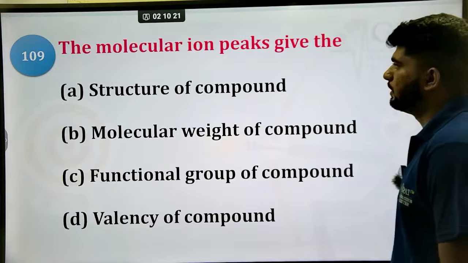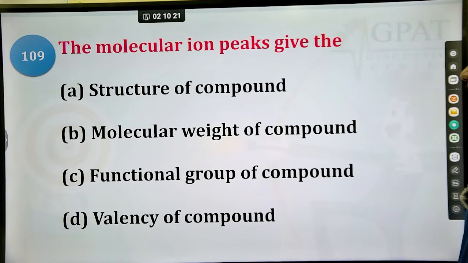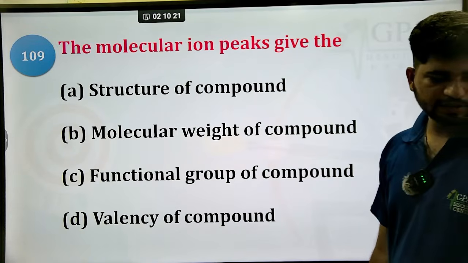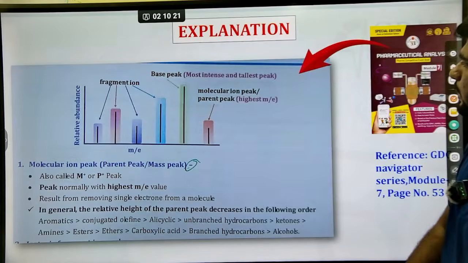Sure. Simple. The molecular ion peak gives the structure of compound, molecular weight of compound, functional group or valency. That takes place in your mass spectroscopy, right? That happens with molecular weight of compound only, right?